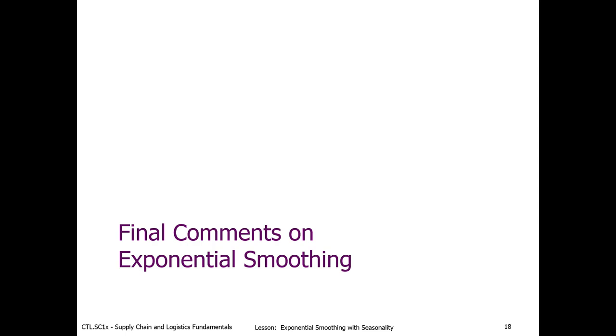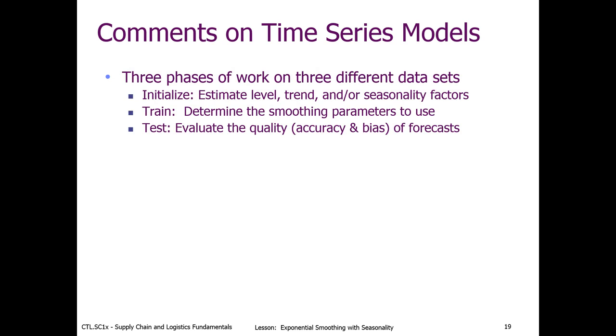Okay, some final comments on exponential smoothing, some practical concerns. First, data. We talked about this briefly, but I think it's very important to re-emphasize the fact you need 3 different data sets. You should strive to have 3 different data sets. The first, to estimate any of the parameters, the level, the trend, or the seasonality factors.